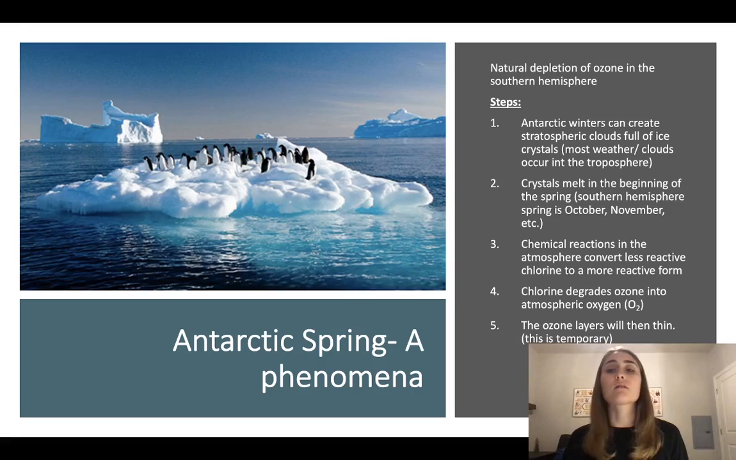We create something called stratospheric ice clouds. And these ice clouds contain ice crystals. Now, this should immediately sound weird to you just because you should know that most weather, clouds are a part of weather, actually only occur in the troposphere.